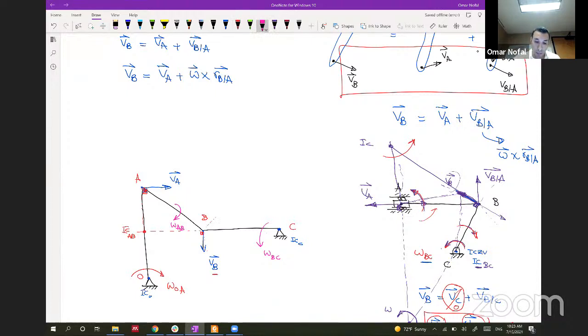I should draw a perpendicular. Is it going to be in this way or in this way? Is it up or down? Does anybody know?